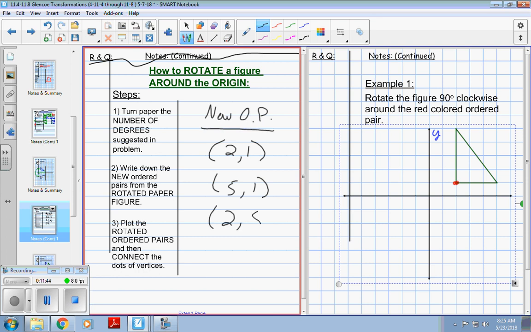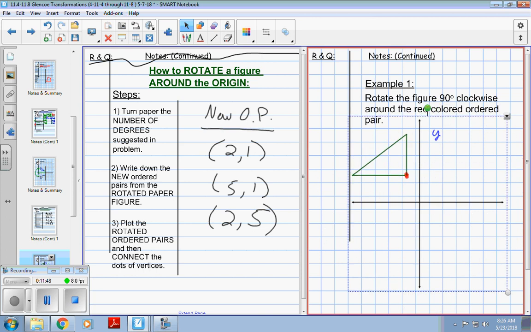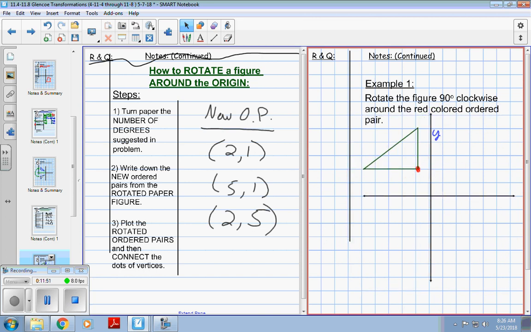Okay. Turn your paper back to its normal position, because remember, they like to see the rotation in these problems. We can't just claim it doesn't happen together. Okay, so we got it all over there. And now we're just going to plot these new image's ordered pairs here. We have 2, 1. We have 5, 1. And we have 2, 5. And 2, 1. And I missed 5, 1.